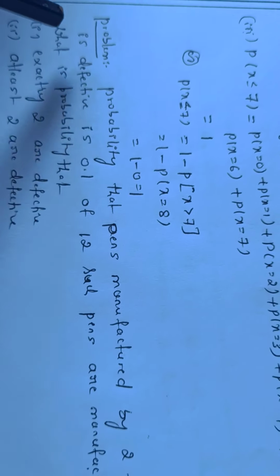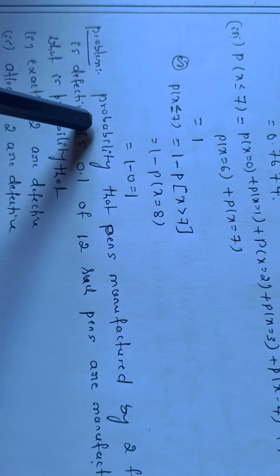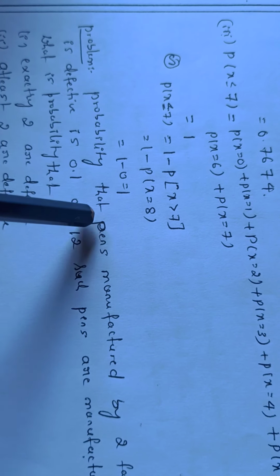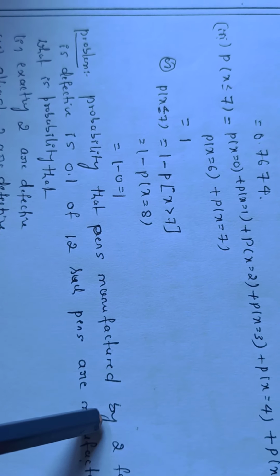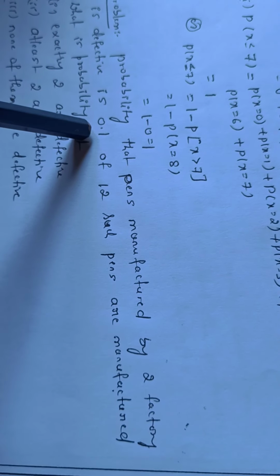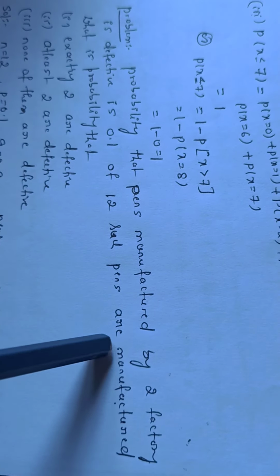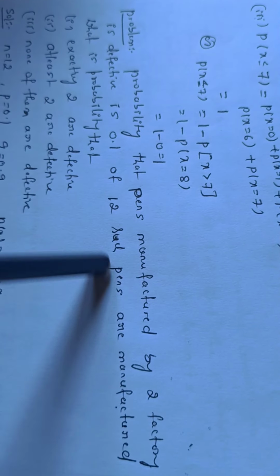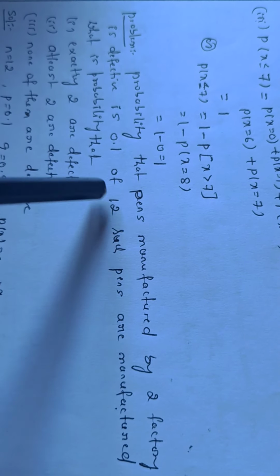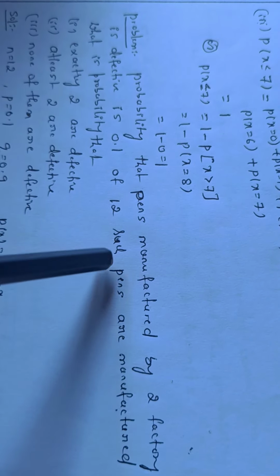So next we have the next problem. The problem says that the probability that pens manufactured by a factory is defective is 0.1. So here in this problem the probability of success will be the defective pens, and they have given it as 0.1. That is, your P will be equals to 0.1. Of 12 such pens are manufactured. So here the total number of pens will be 12. So your n will be equals to 12.